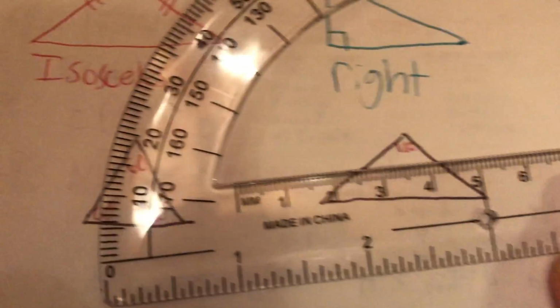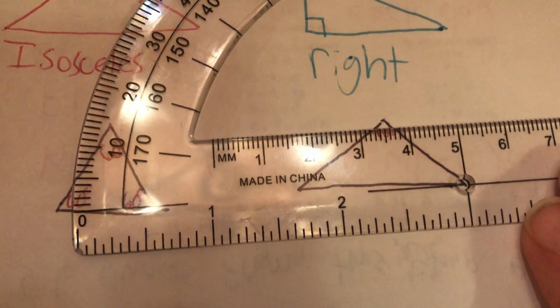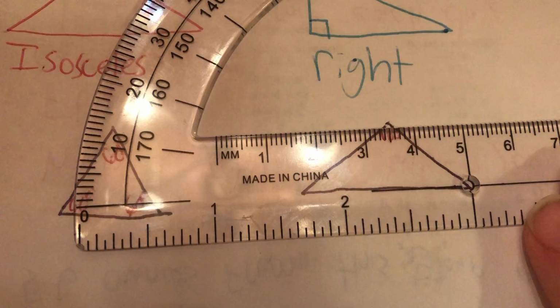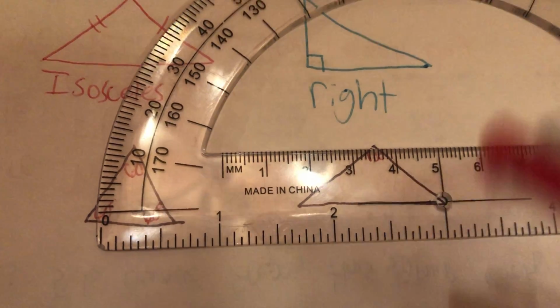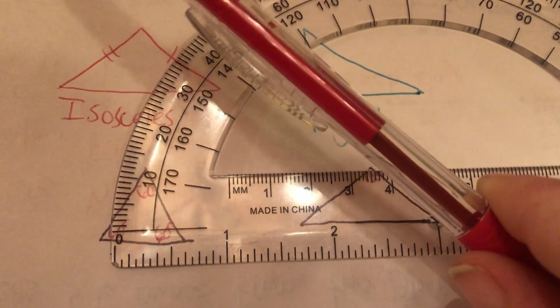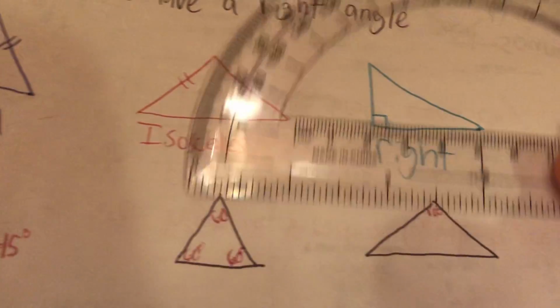Then line up with my other vertex over here. Line up my line, extend that line, and it's going to get me to 40.